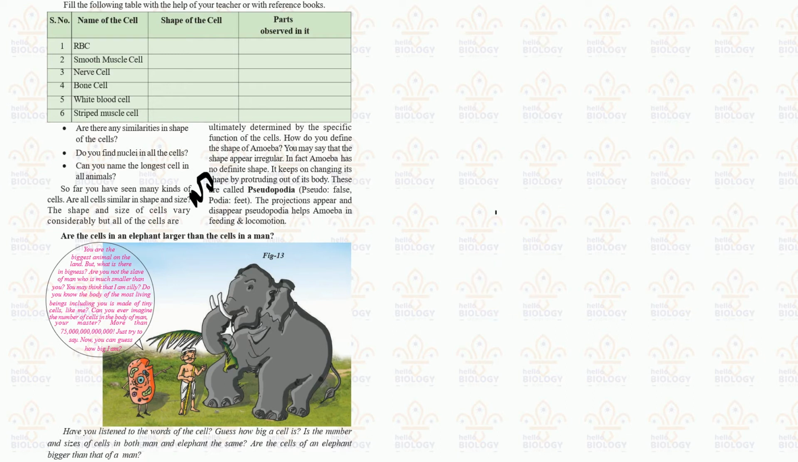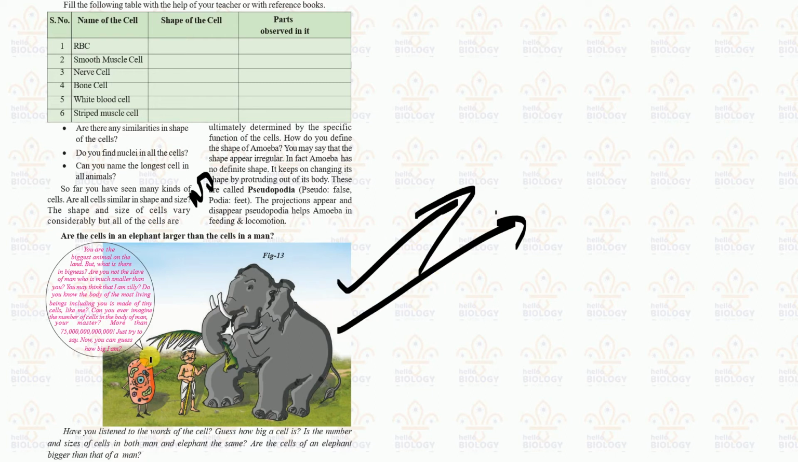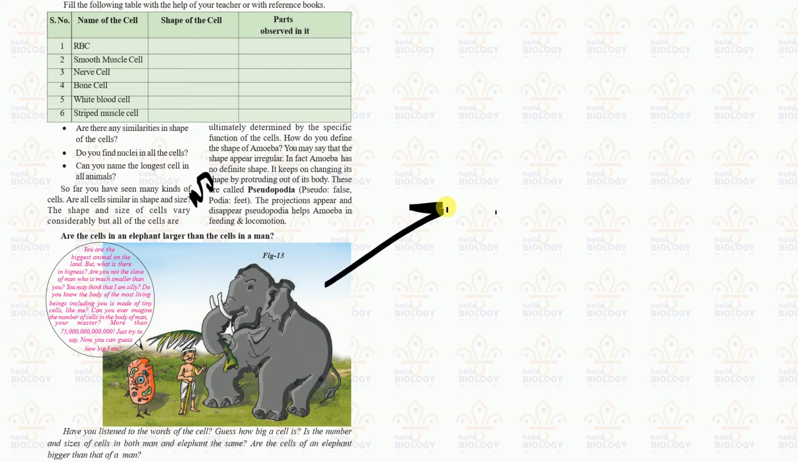Understood? So here is one difference. This picture is important. Can you see here? A message is given here for the elephant: you are the biggest animal on the land, but what is there in bigness? Are you not the slave of a man who is much smaller than you? You may think that I am silly.